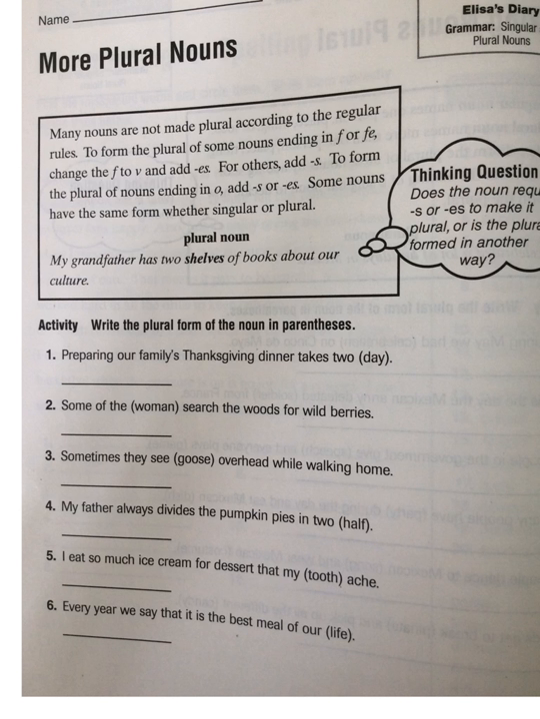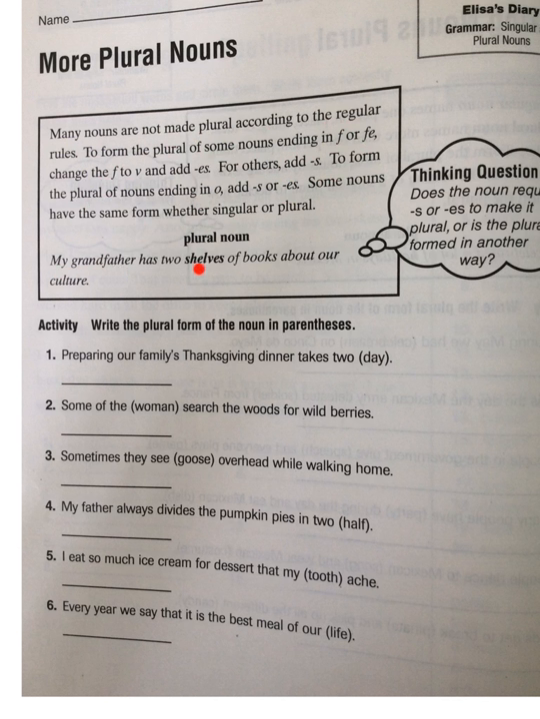Now let's take a look at our grammar for today, making more plural nouns. So many nouns are not made plural according to the regular rules. And remember, the regular rules is basically to put an S or an ES at the end of them. To form the plural of some nouns ending in F or FE, change the F to a V and add ES. For others, you're going to add S. To form the plural of nouns ending in O, add S or ES. Some nouns have the same form whether singular or plural. So we're going with those more plural nouns.